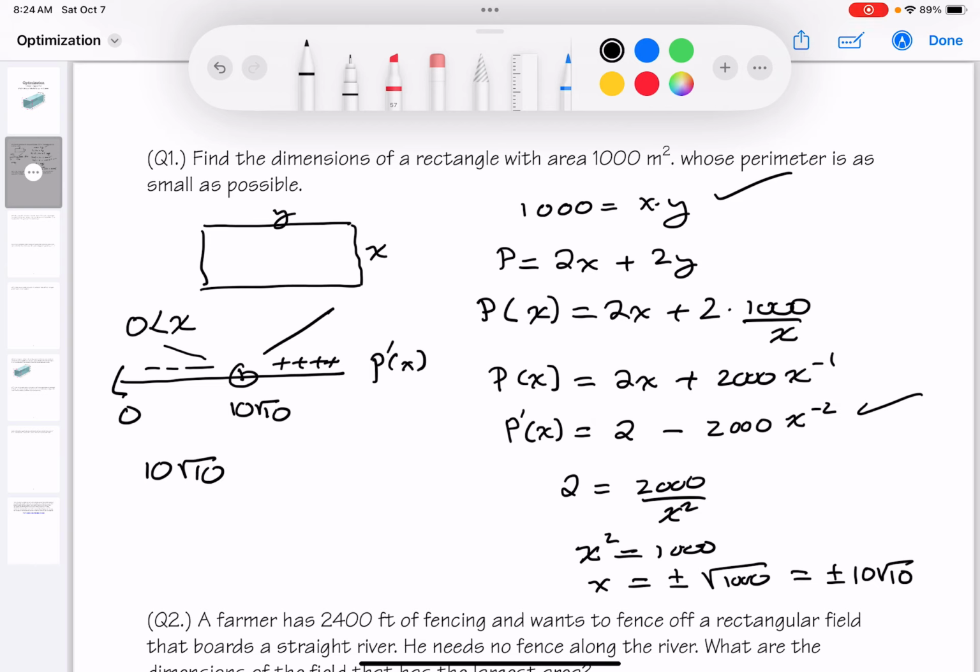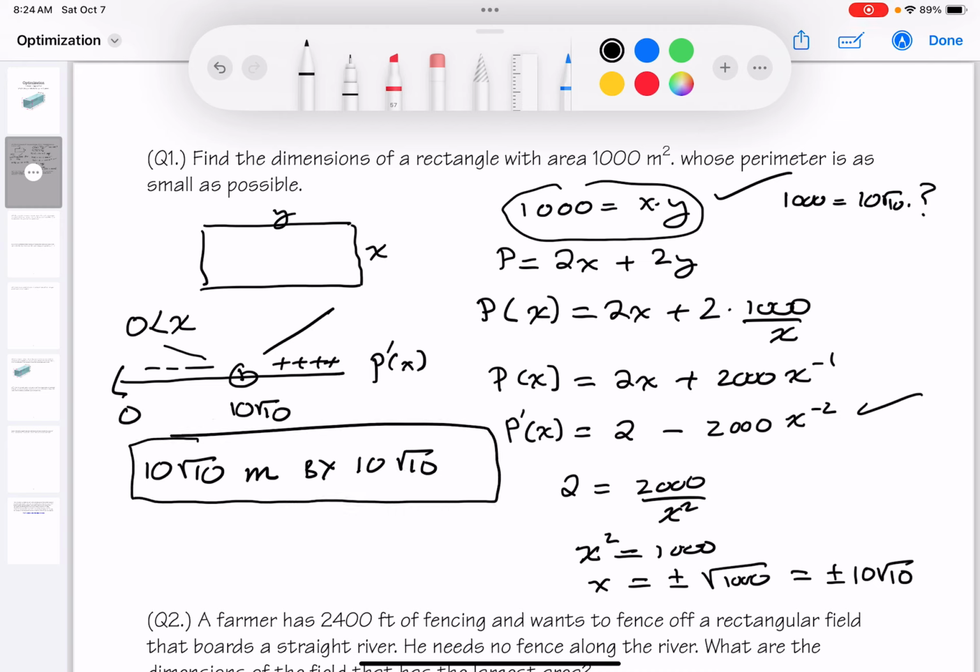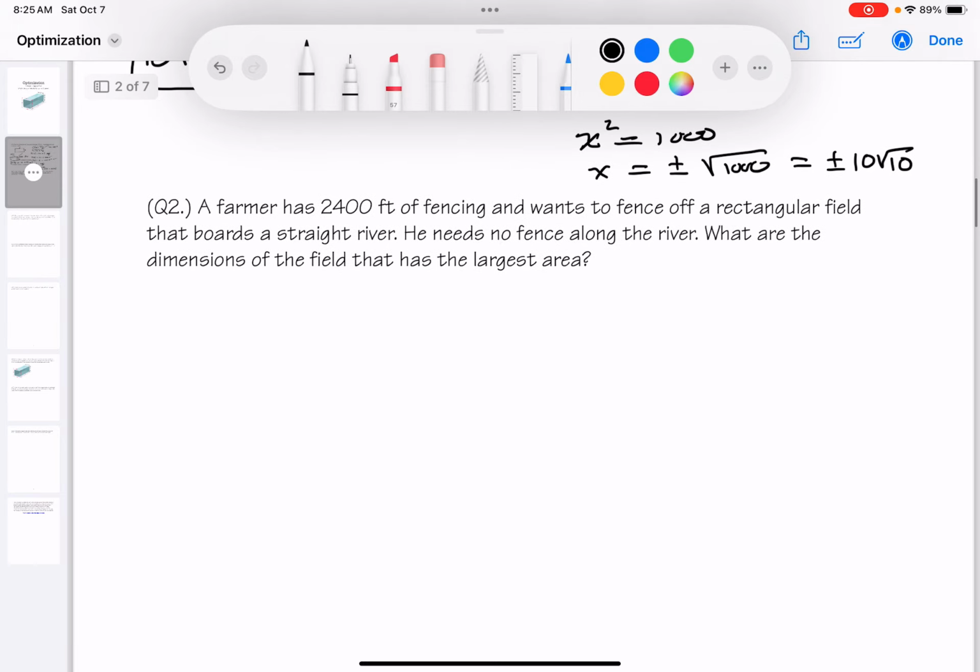What's the dimension of that? Meters by, well, it's really not that bad to do. If you have to, go back over here and do it. What I mean by that is 1,000, and it's going to be 10 root 10 times what? That's the Y value. It's got to be 10 root 10. It's a square. Meters. All right? Let's go to the next question.